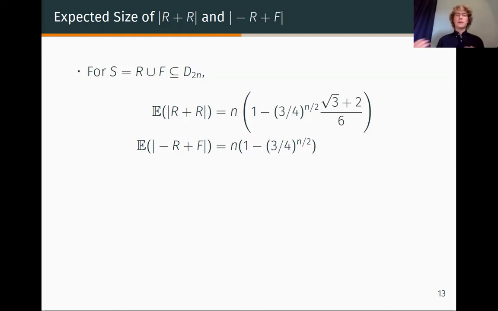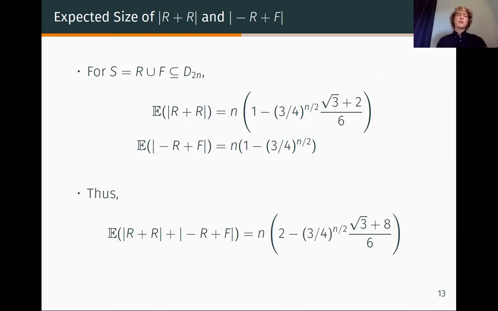So this is how we find the expected size for R plus R, and the same process goes for negative R plus F, where we already had the exact probability. Now we can easily compute the expected size of both sets, which is the expected contribution of both sets. So we can figure out exactly what this will be on average.